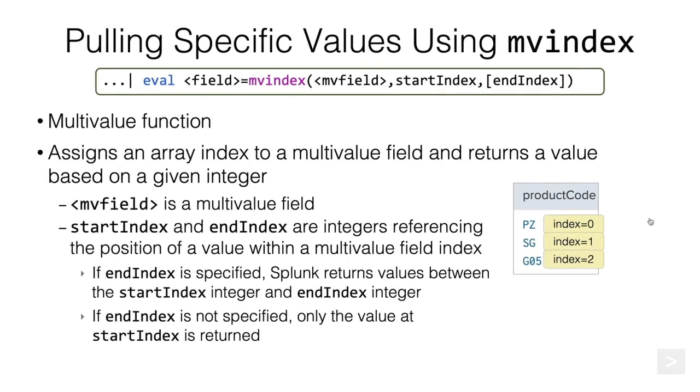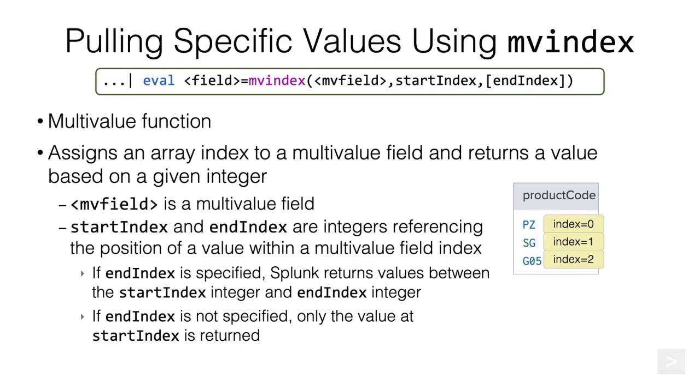The MV index function assigns an array index to a multi-value field and returns a value based on a given integer. Now let's take a look at the MV index function's syntax before we run a search using it. We use MV index to reference and retrieve a value in the position of the array or multi-valued field that we're working with.